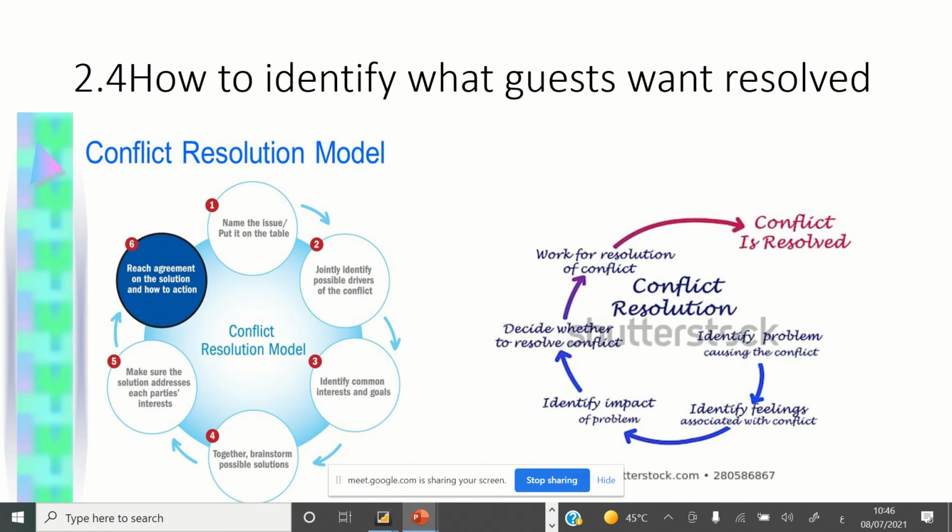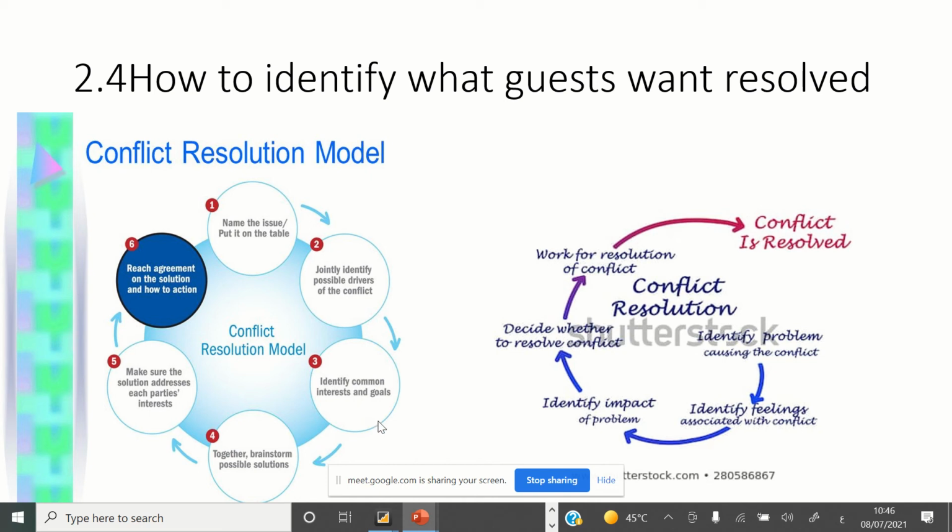How to identify what the guest wants to resolve, how to identify the real issue with the guest complaint. We have a process of dealing with any complaint. First, you have to name the issue, put it on the table. So you have to know what the exact problem is, what the problem with the guest is. Then you have to identify possible drivers of the conflict. What was the cause of the conflict?